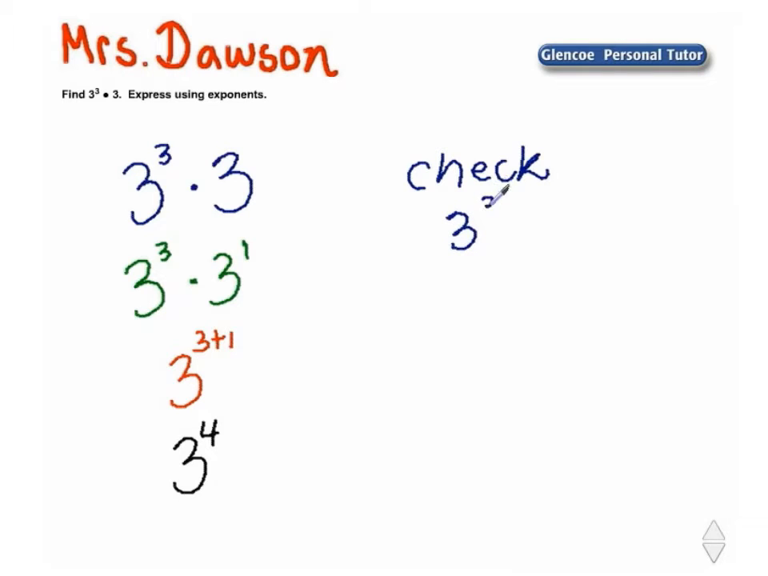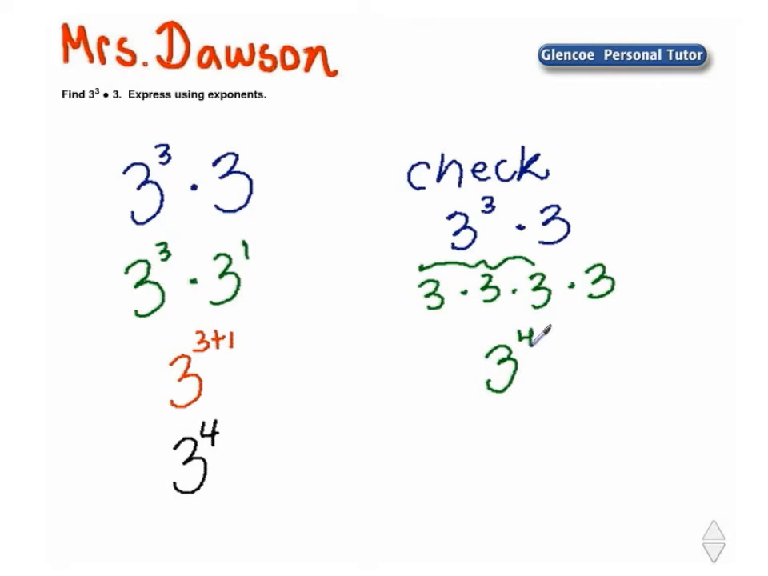3 cubed times 3 is the same thing as 3 times 3 times 3. That comes from the 3 cubed, and then multiplied by 3. Rewriting this with the base of 3, we've got 4 factors of 3, or 3 to the fourth.